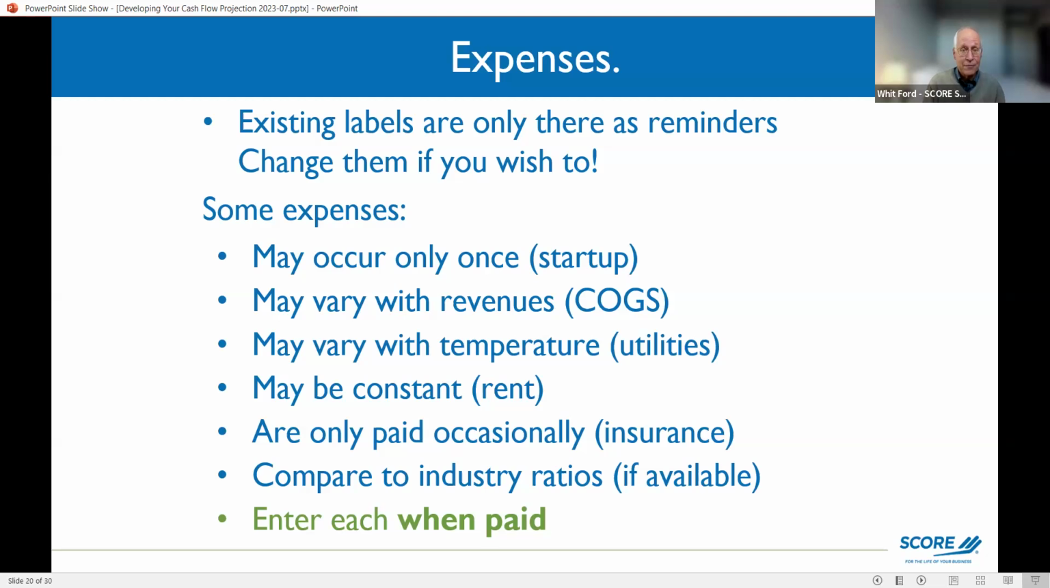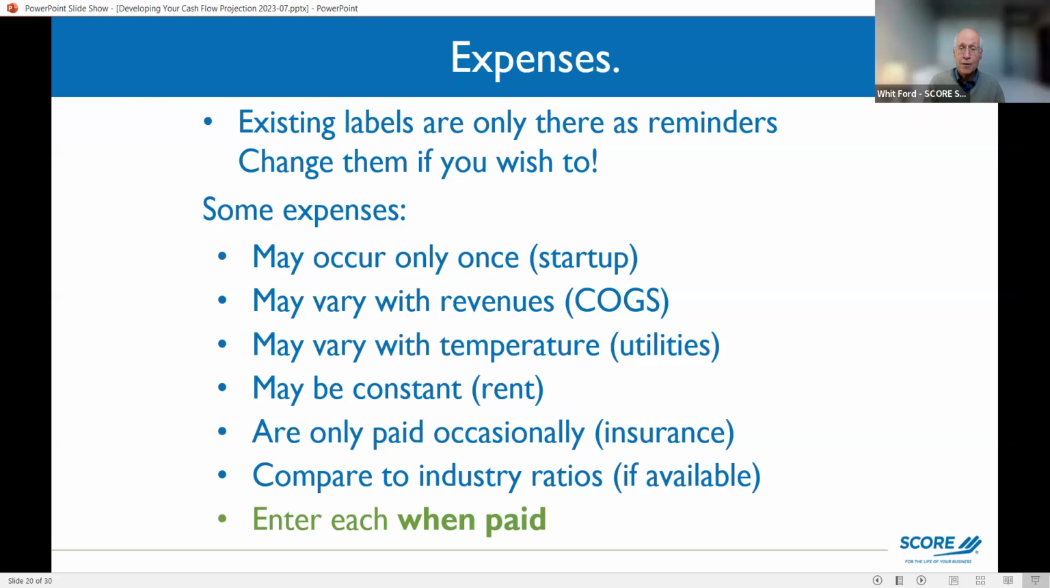So it's very helpful if you've been in business to look back over your income statement by month for the past year as you start forecasting ahead. That will help you avoid missing something.